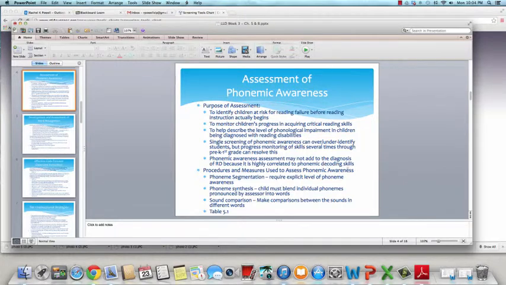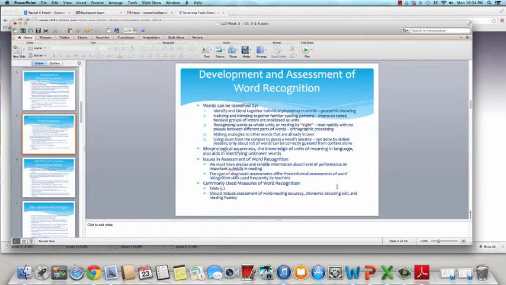Now, procedures and measures used to, table 5.1. We did that. So let's move on to the next slide. Development and assessment of word recognition. So how do we identify words? This is how do we read words. We do this through 5 ways. Identify and blend together individual phonemes in words. That's phonemic decoding. That's at this individual level where you're decoding, sounding out letter by letter, sound by sound.